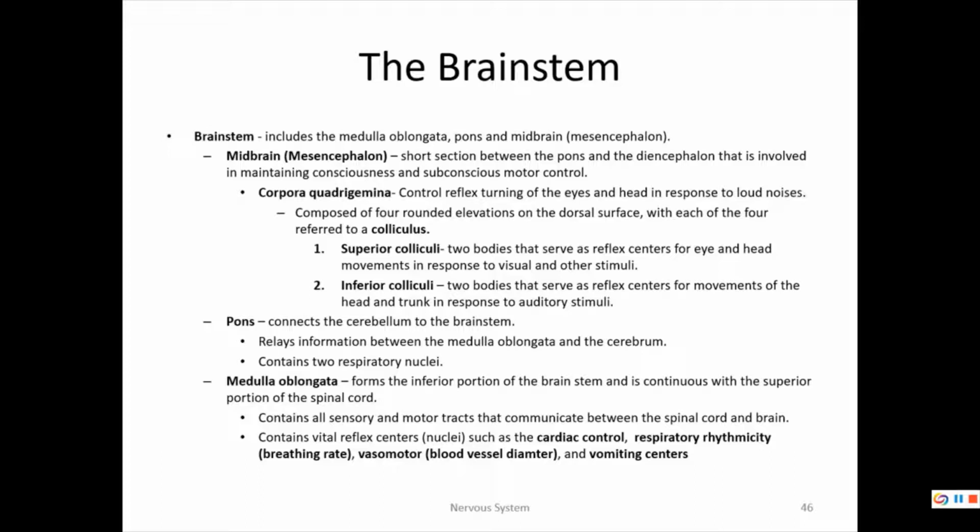Now, the corpora quadrigemina is a very important area. It turns the eyes and the head for a loud noise. Like if a car drives by and backfires next to you, you'll clench your body and your torso at a very loud noise. Now, these things are called colliculi. There are 4 colliculi, 2 superior ones and 2 inferior ones. Each individual one is called a colliculus. There are 2 superior colliculi that control the eye and the head for visual information.